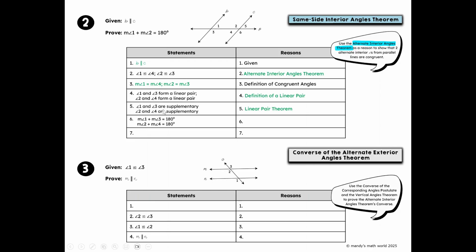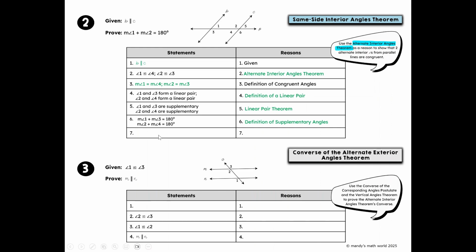Now, from there, I can move on to the measure of angle 1 plus the measure of angle 3 equals 180 degrees. Well, that's the definition of supplementary angles, right? So if angles are supplementary, then when I add their angle measures together, I get 180 degrees. That's the definition of supplementary angles.